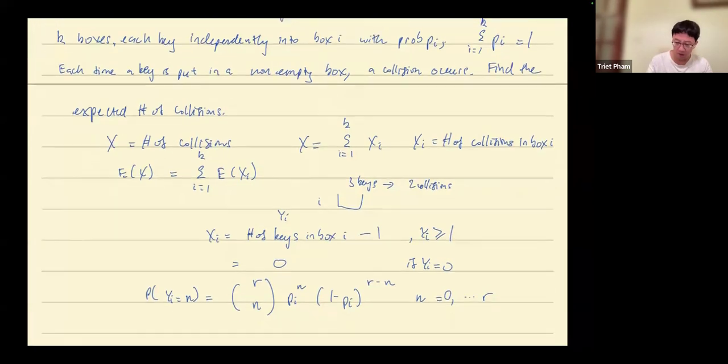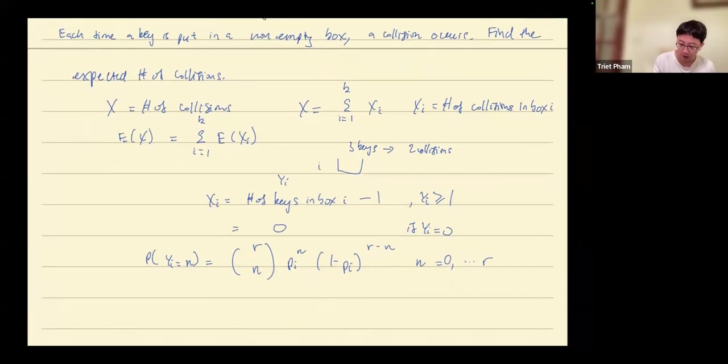So notice, if you are really looking at the expectation of yi, then it's simple. The expectation of y is going to be R times pi. This is a binomial random variable with R total number of trials. But we're not dealing with yi, we're dealing with xi, and xi is not exactly yi either. It's yi if y is bigger than or equal to 1, and 0 if y equals 0.